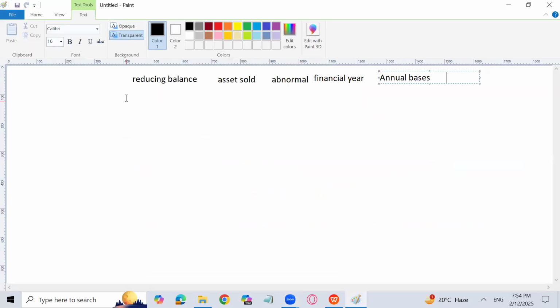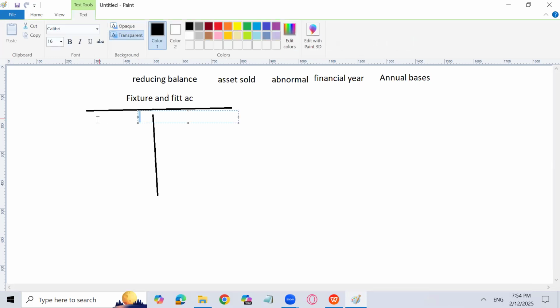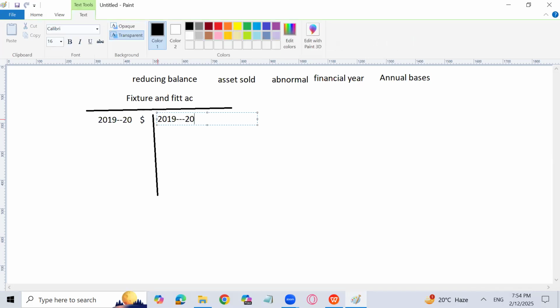So I'll start with the fixture and fitting account. I will prepare the asset account first, which is the fixture and fitting account. So let's do that. We will prepare fixture and fitting, or you can say the asset account. I will write here 2019 till 20, and the dollar sign. Over here again, I will write 2019 20 and the dollar sign.